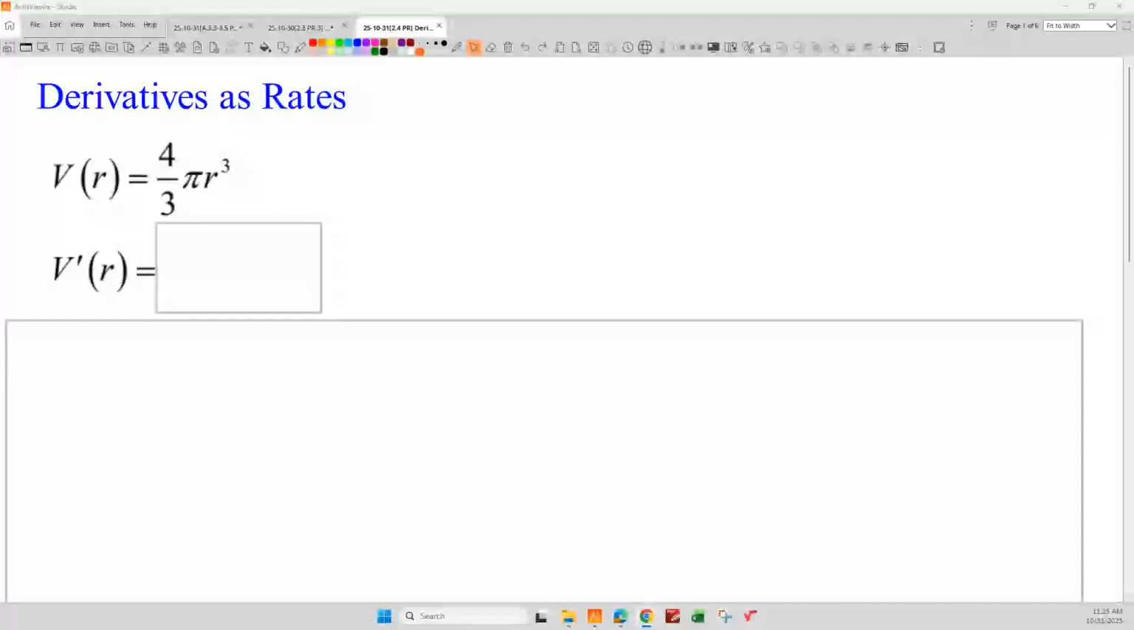What is meant by, how would you say that? I mean, V prime of r, but how would you say that as a rate? Which one?